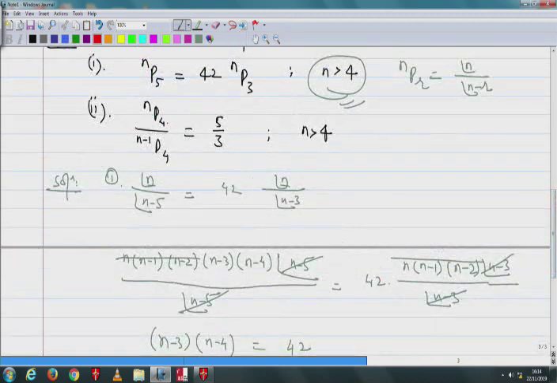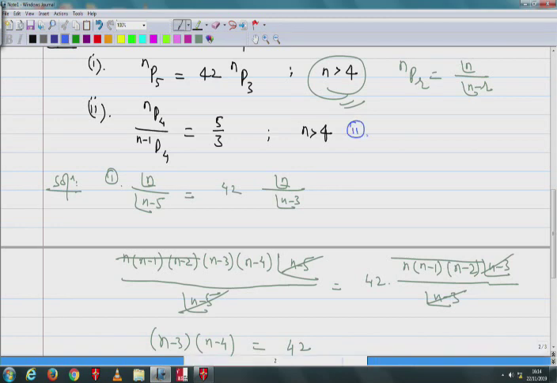Attempt this one: nP4 divided by (n minus 1)P4. Do this one. What is nP4? n factorial divided by (n minus 4) factorial, divided by (n minus 1) factorial divided by (n minus 1 minus 4) factorial. Sorry, it's not plus, it's minus. So it will be minus 4, and this whole thing equals 5 by 3. This is given to us.